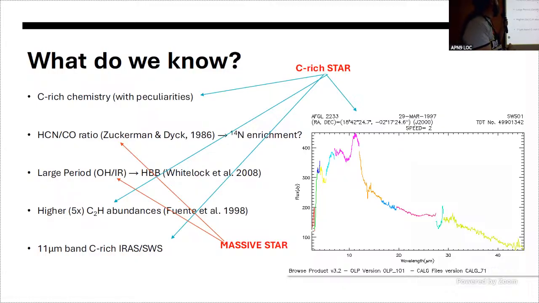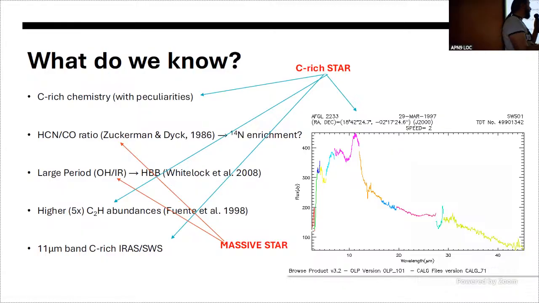They also present high C2H abundances, typically 5 times what you get in standard carbon-rich AGBs. But on the other side, they present large periods, which have been related with hot bottom burning, so massive stars, and HCN 1-0 with respect to CO 1-0 is really large and was proposed to be related with a nitrogen enrichment, which again is related with massive stars.